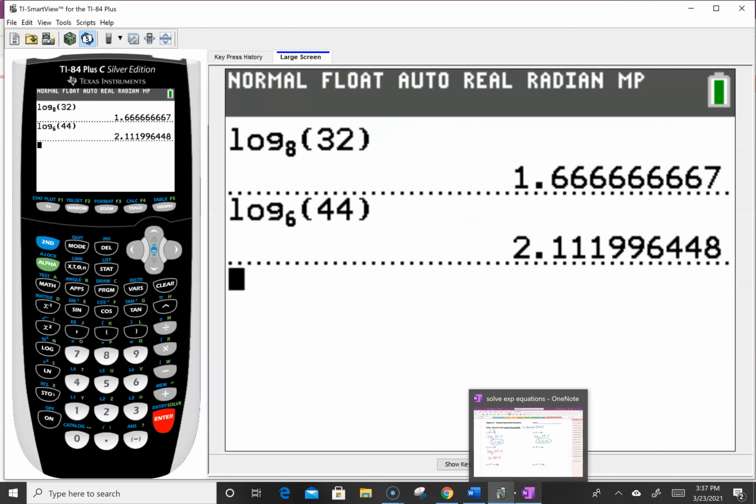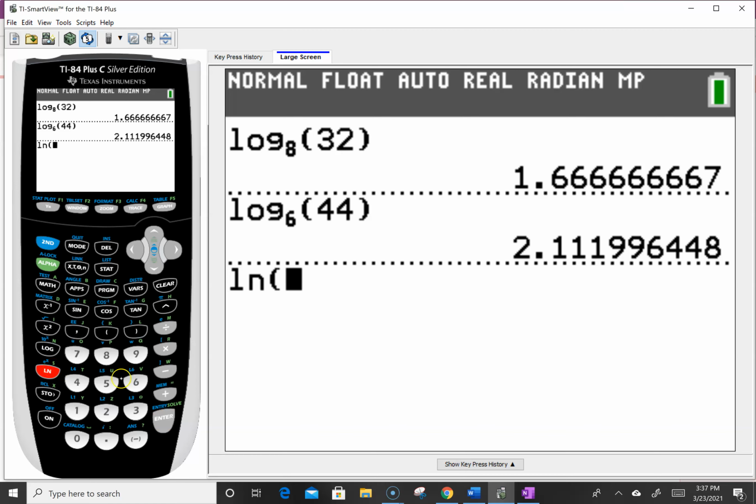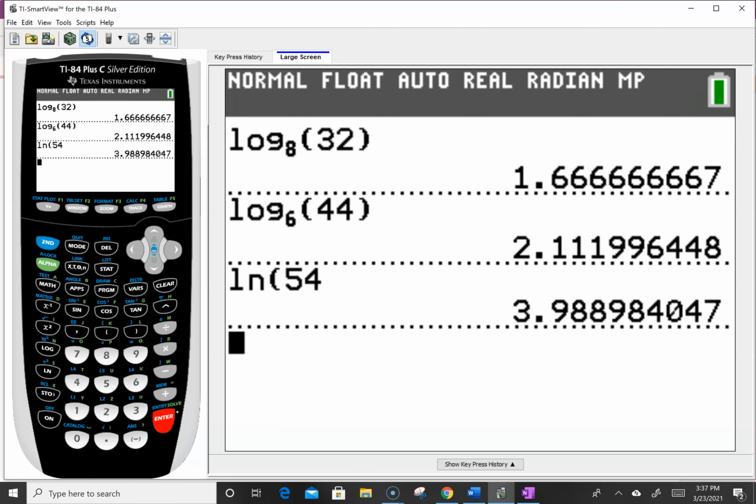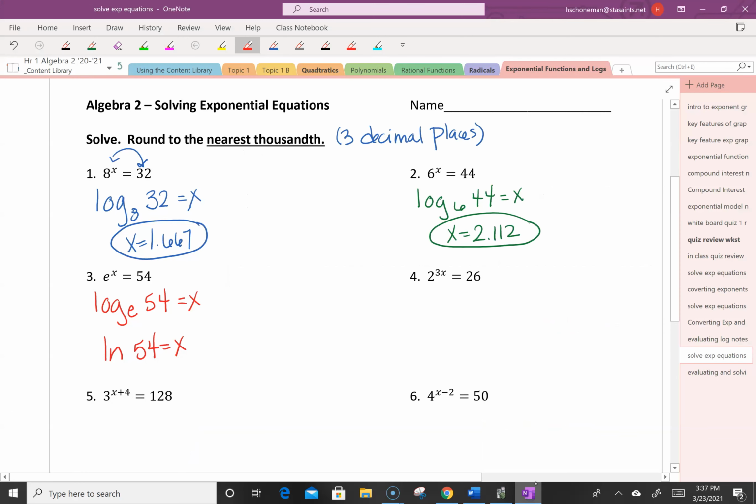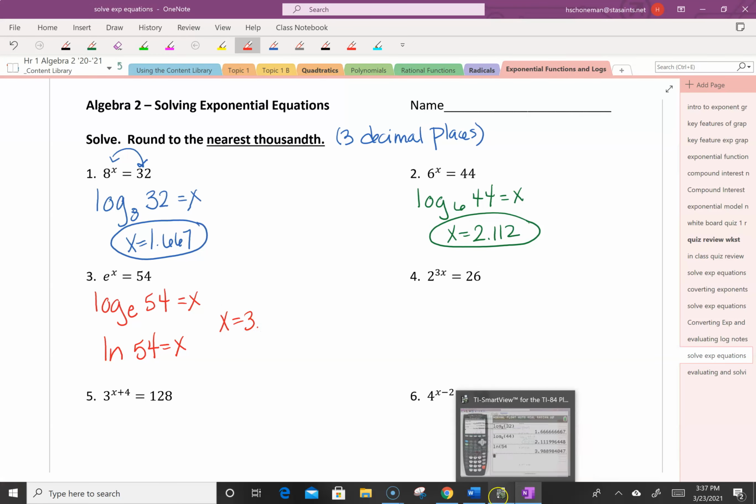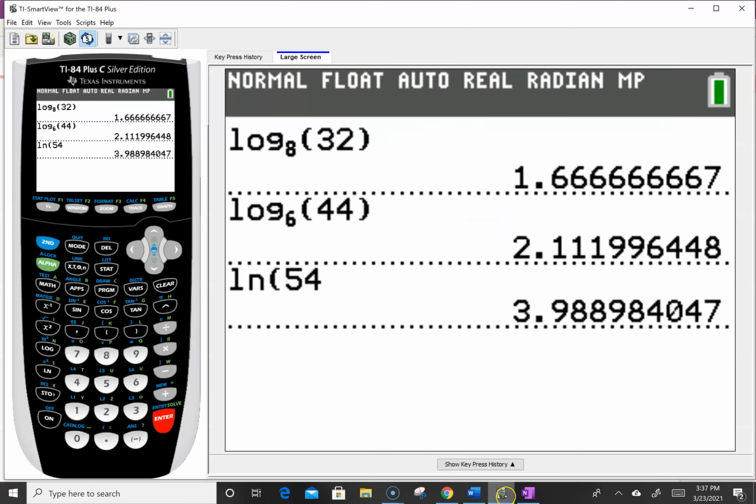So in our calculator, to get the natural log, we do not need to go to the math menu. We can just hit the natural log of 54. You don't need to close the parentheses. And then we're going to round to 3 decimals. There's 3.989.